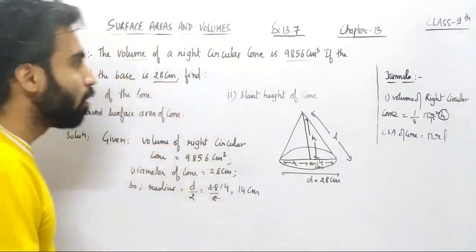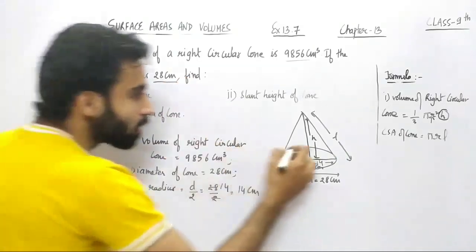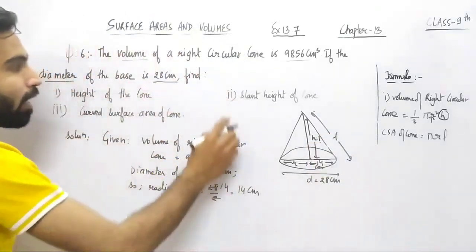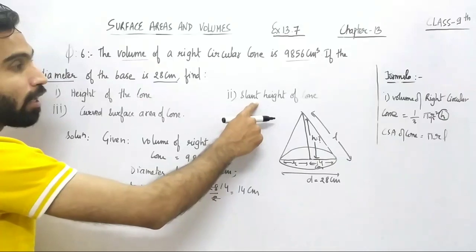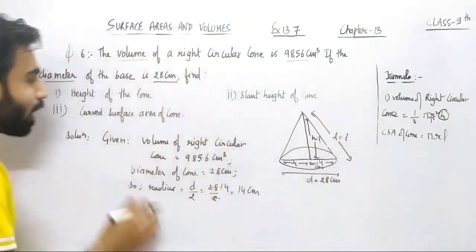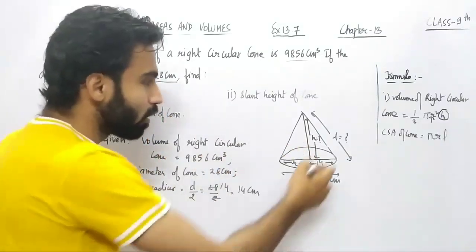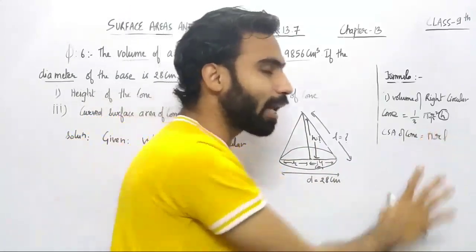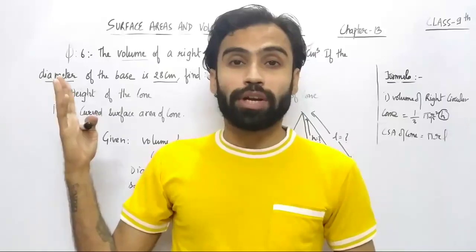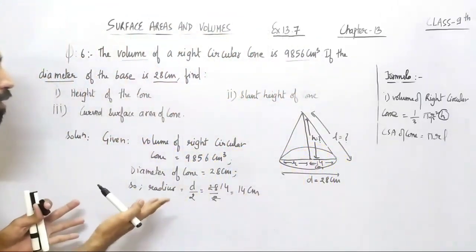Now further, first we have to find out the height of the cone, right? So सबसे पहले हमें क्या find out करना है, the height of this cone, right? Then in the second part, we have to calculate the slant height of the cone, that is L. And finally, we have to calculate the curved surface area of this cone, right? The curved surface area, we know, will be calculated by the formula pi RL, as we have seen in the previous videos when we were discussing the surface area, right? So let us start this question now.